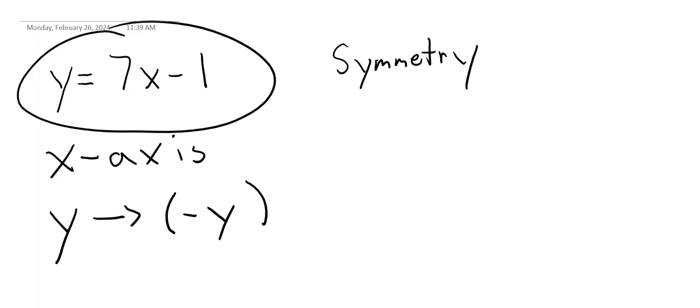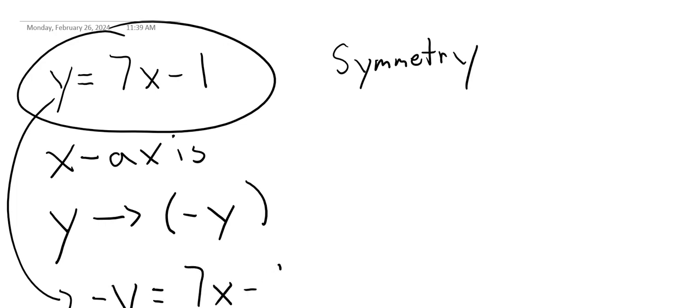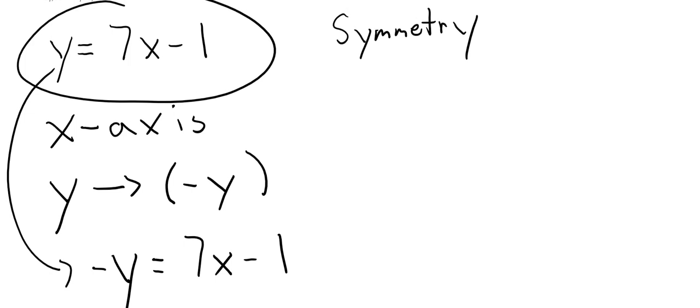I know that seems a little strange, so let's see if that's true. So in other words, when I replace my y here with a negative y, it is equal to 7x minus 1. And now I would like to just have the y on my left side. Well, how do I do that?